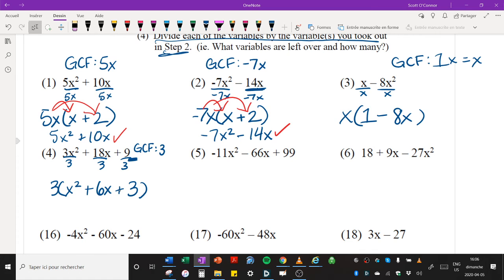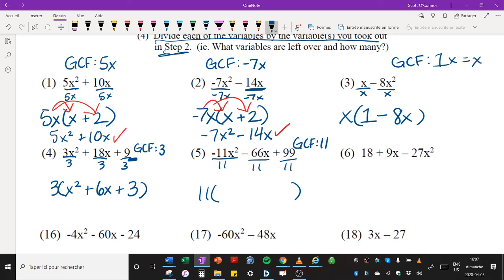Okay, looking at question number 5, looking at negative 11x squared minus 66x plus 99. The greatest common factor here is going to be 11. What about x's? Well, this has no x, so x cannot be part of the greatest common factor. Now I'm going to divide each of the terms by 11. I'm going to put 11 outside of my brackets, and I'm going to fill the brackets with the terms I get when I divide.